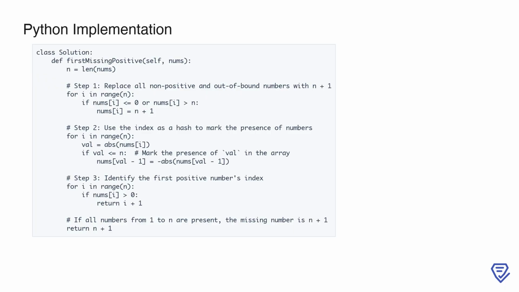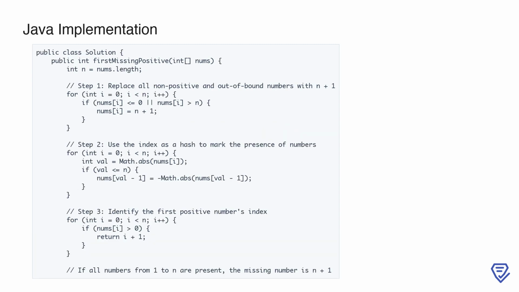This approach ensures we do not use any extra space and examine each element of the array at most twice, achieving O(n) time complexity. The key insight is leveraging the array indices as a hash map, which eliminates the need for additional data structures. Here, we begin implementing the solution in Java.